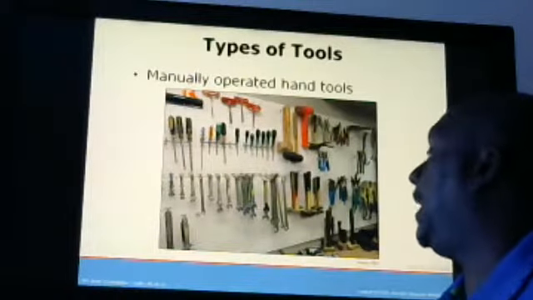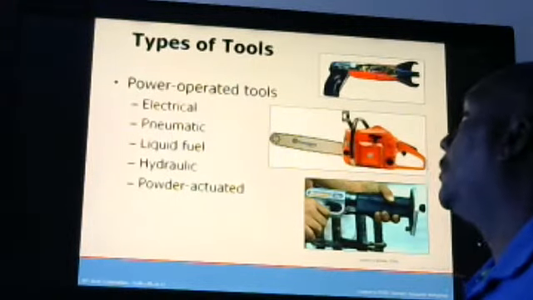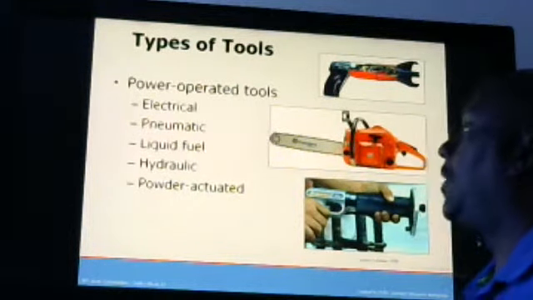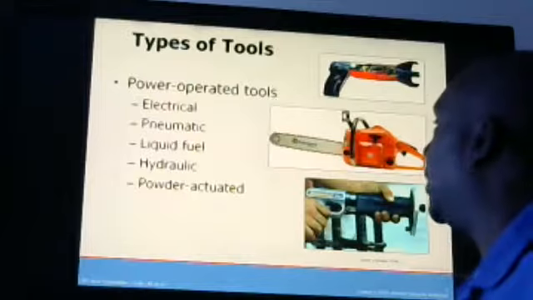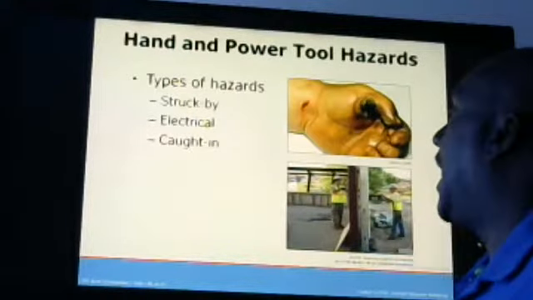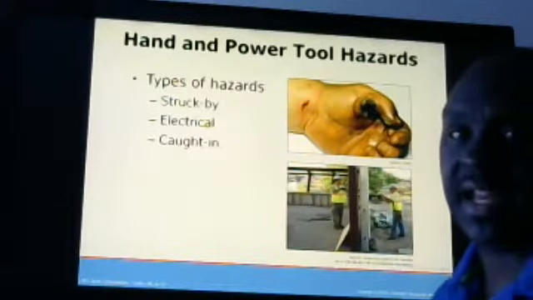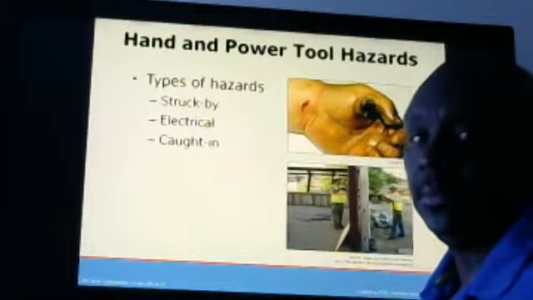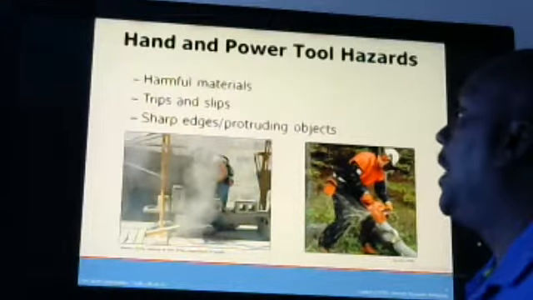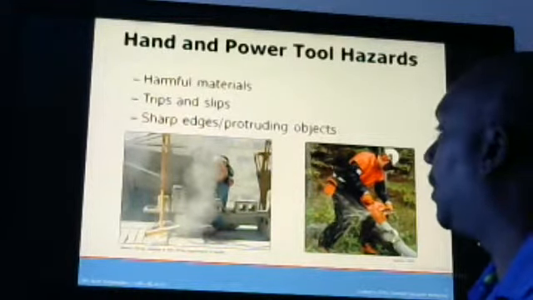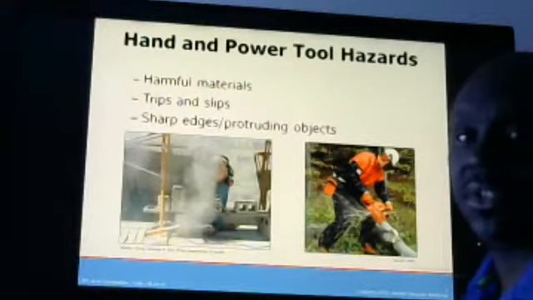The types of tools that are manually operated, you can see a whole wide variety of them. Power actuated tools: electrical, pneumatic, liquid fuel, hydraulic, power actuated. Types of hazards: struck-by hazards, electrocutions, and caught-in-between. Bad picture on that hand there, you can see. Time off the job, so you want to make sure that you're using your tool in the right fashion. Hands and power tools hazards: harmful materials, trips and slips, sharp edges, protruding objects. Real simple stuff here.